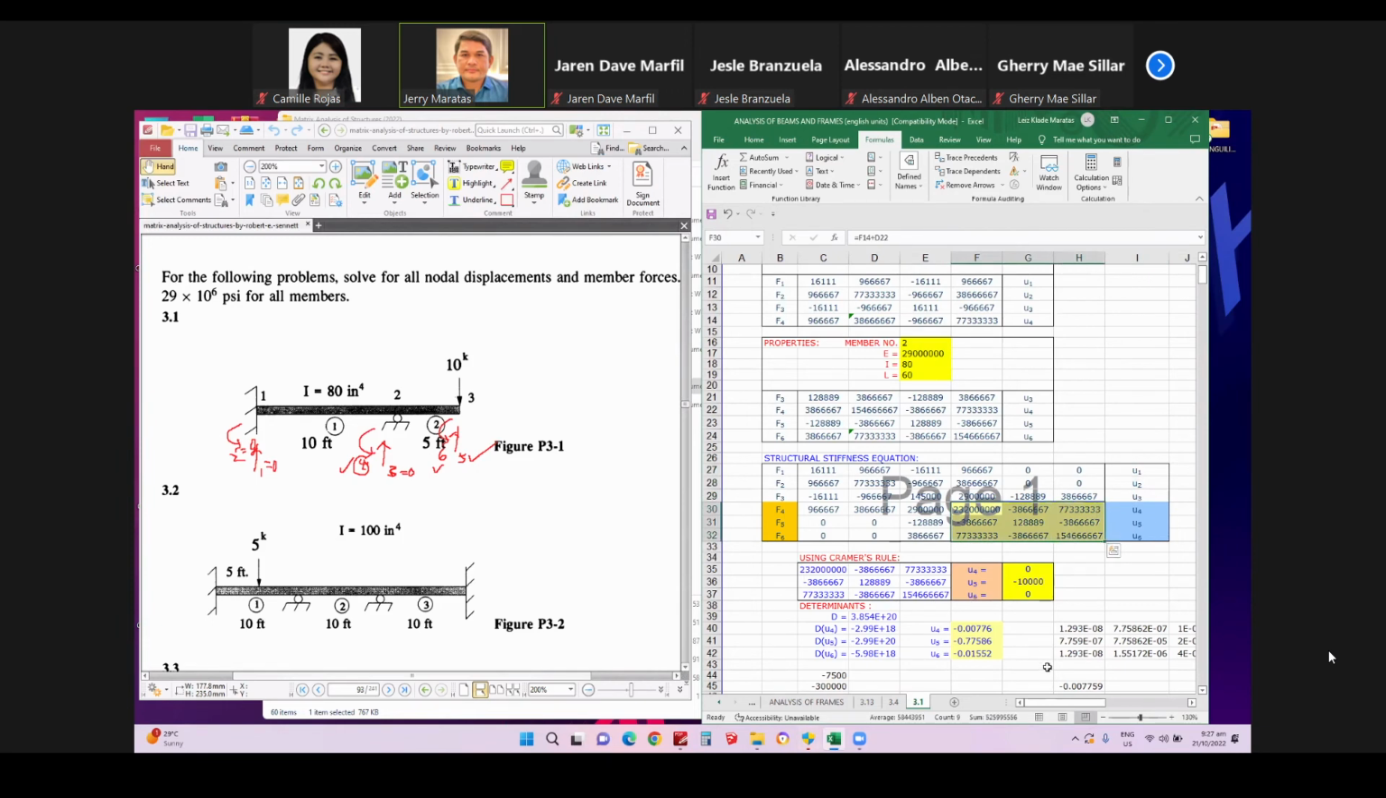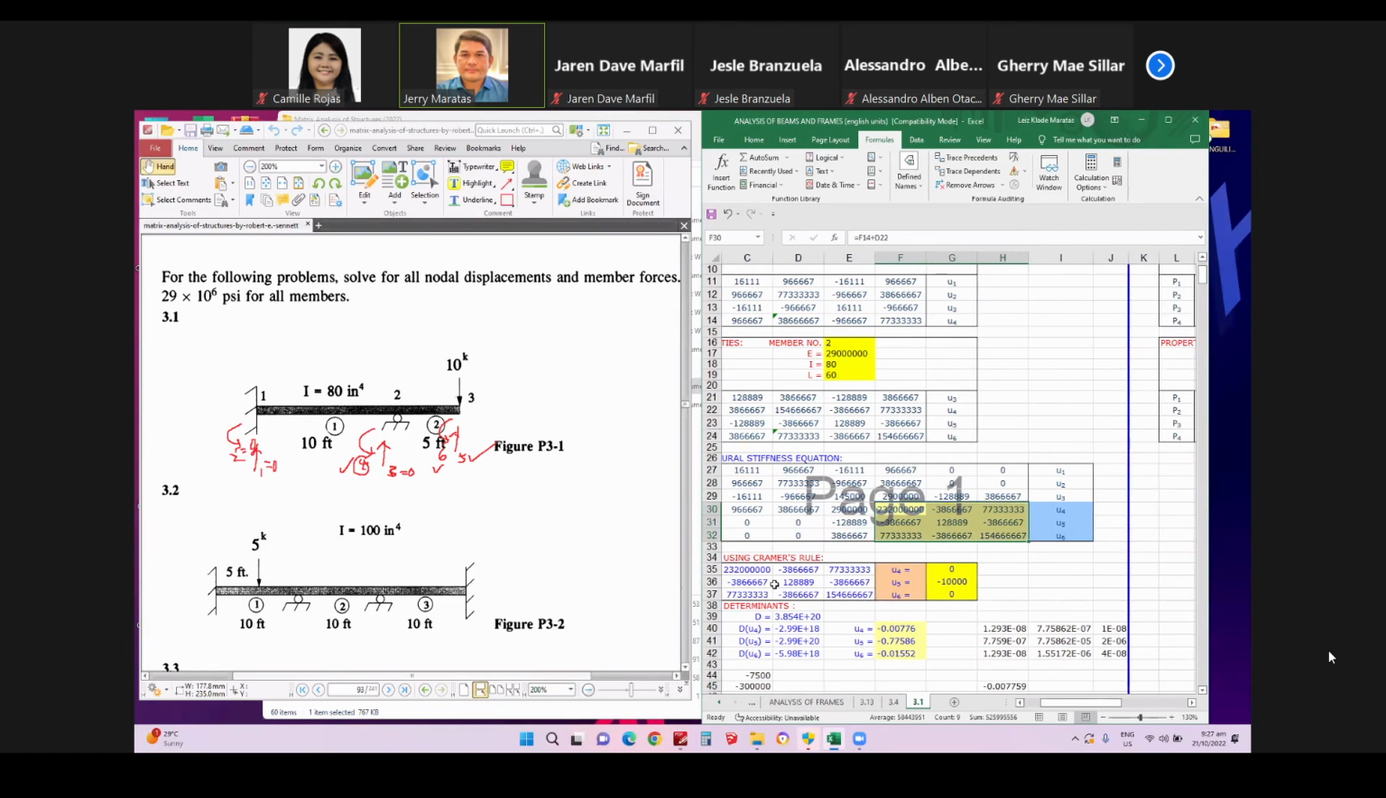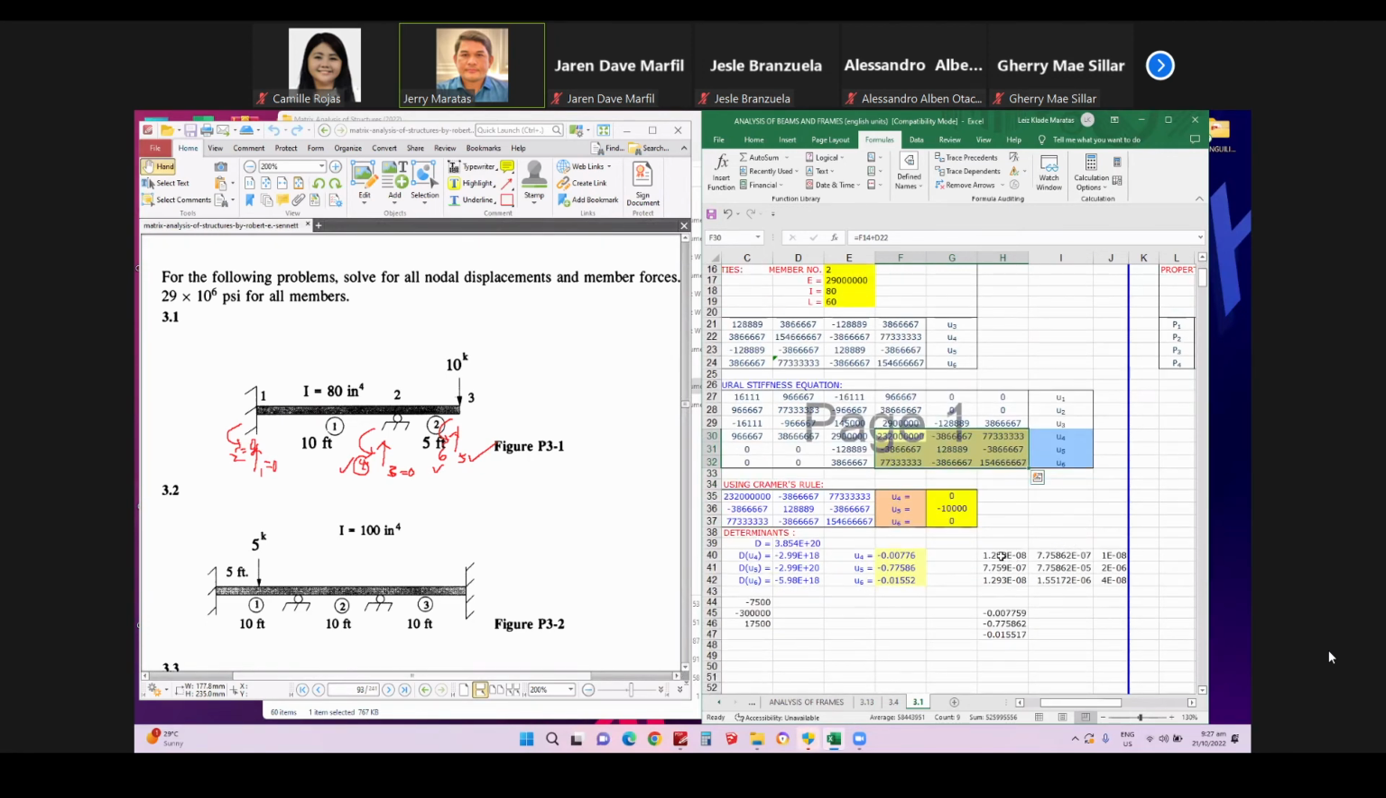So it's either you use Cramer's rule, which is another numerical method of solving for the unknowns in matrices, or instead, I just use Excel with the inverse. After that, you multiply the inverse of your stiffness matrix by the force to get the displacement.